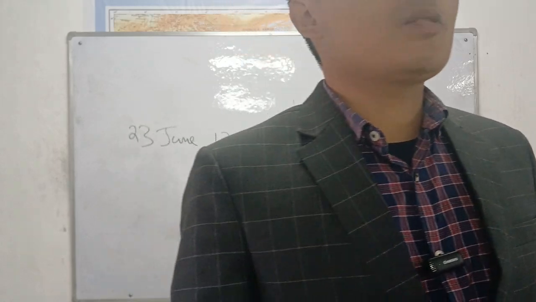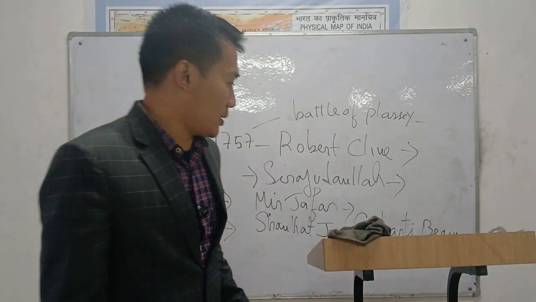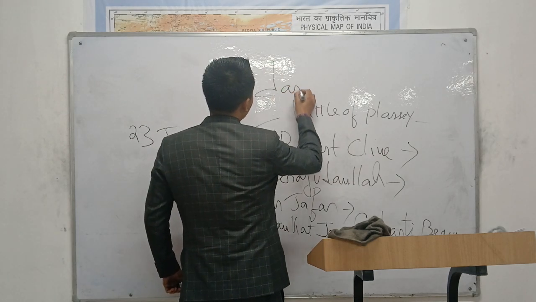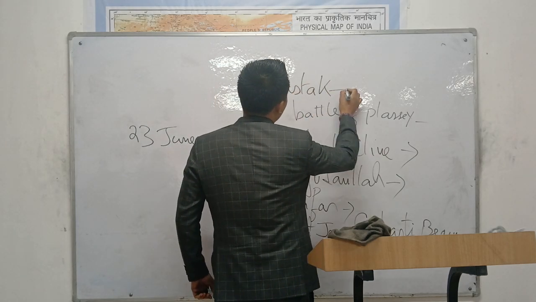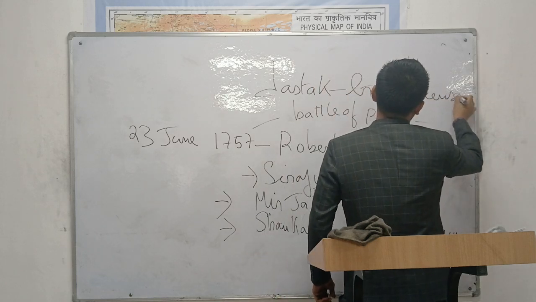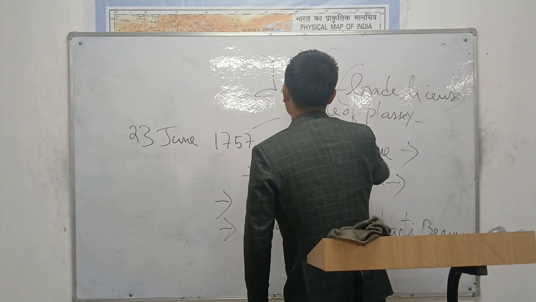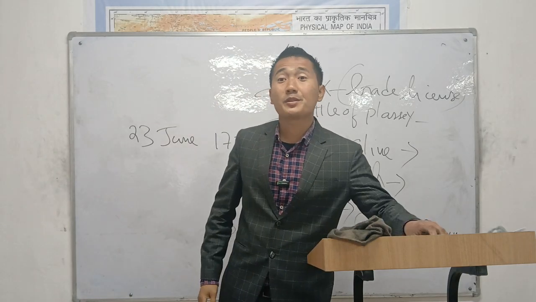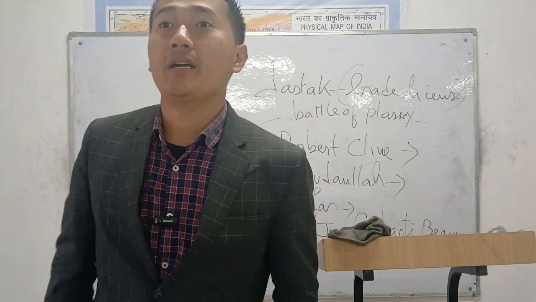So let's see the reason. Okay, why did the war occur? In short form, Dastak. Okay, Dastak means the trade. Dastak means the trade license. We all know the British came to India just for business, right?